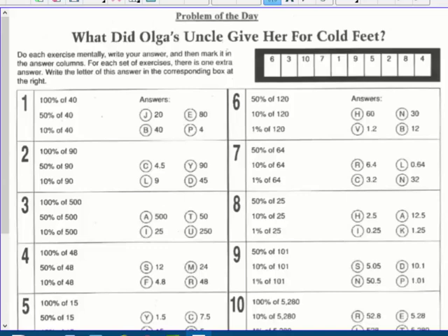100% of 40 is all of 40, so that equals 40. That's B, cross that off. 50% of 40, that's half, so that's 20. That's J. And 10% of 40, that's 4. Divide by 10, right? So that's P. Notice, you don't have to write the equal sign, but I'm writing 40, 20, and 4, crossing them off, and then the letter that's left over is E. So number 1 is an E.